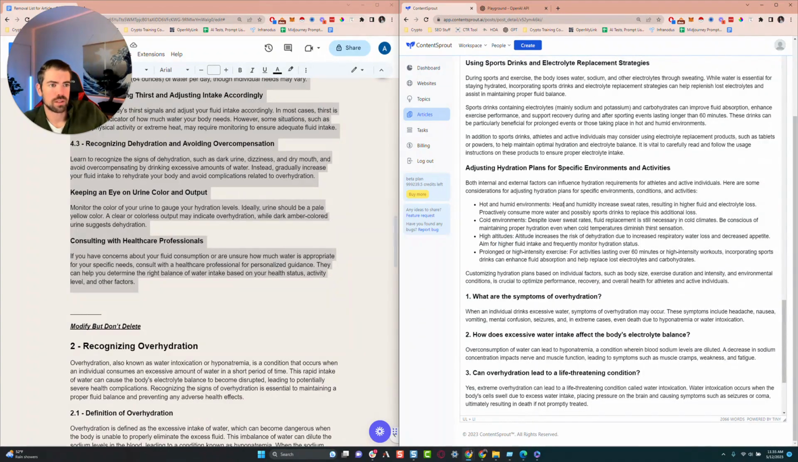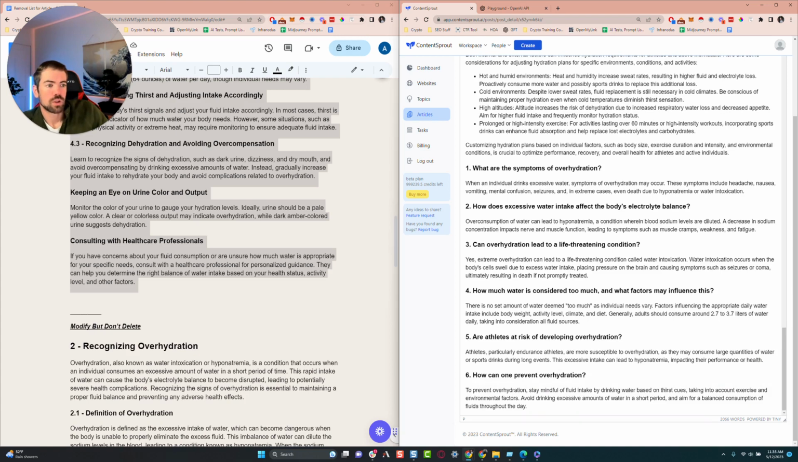You don't have to keep this because you might want to adjust this more to a sports context. It might be good enough on its own. Both internal and external factors can affect requirements for athletes and active individuals. Yes, that's fine. So what are the symptoms?